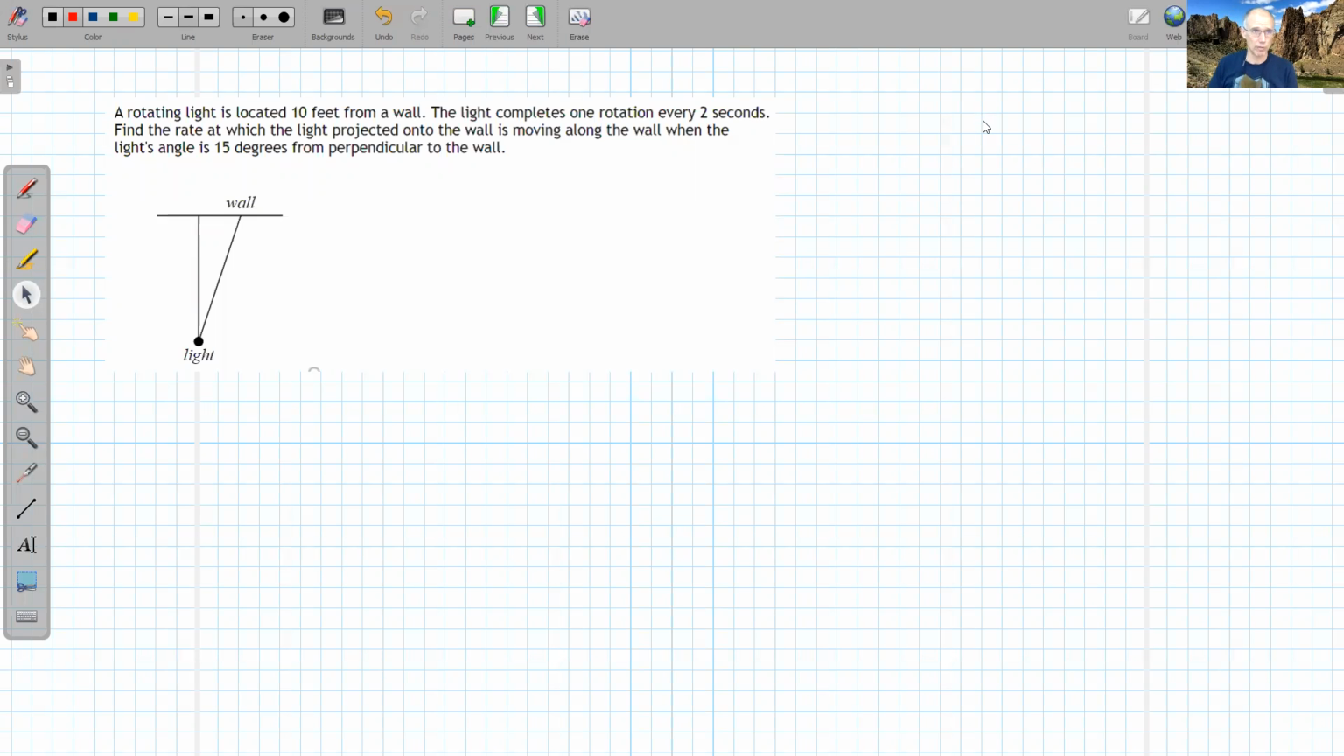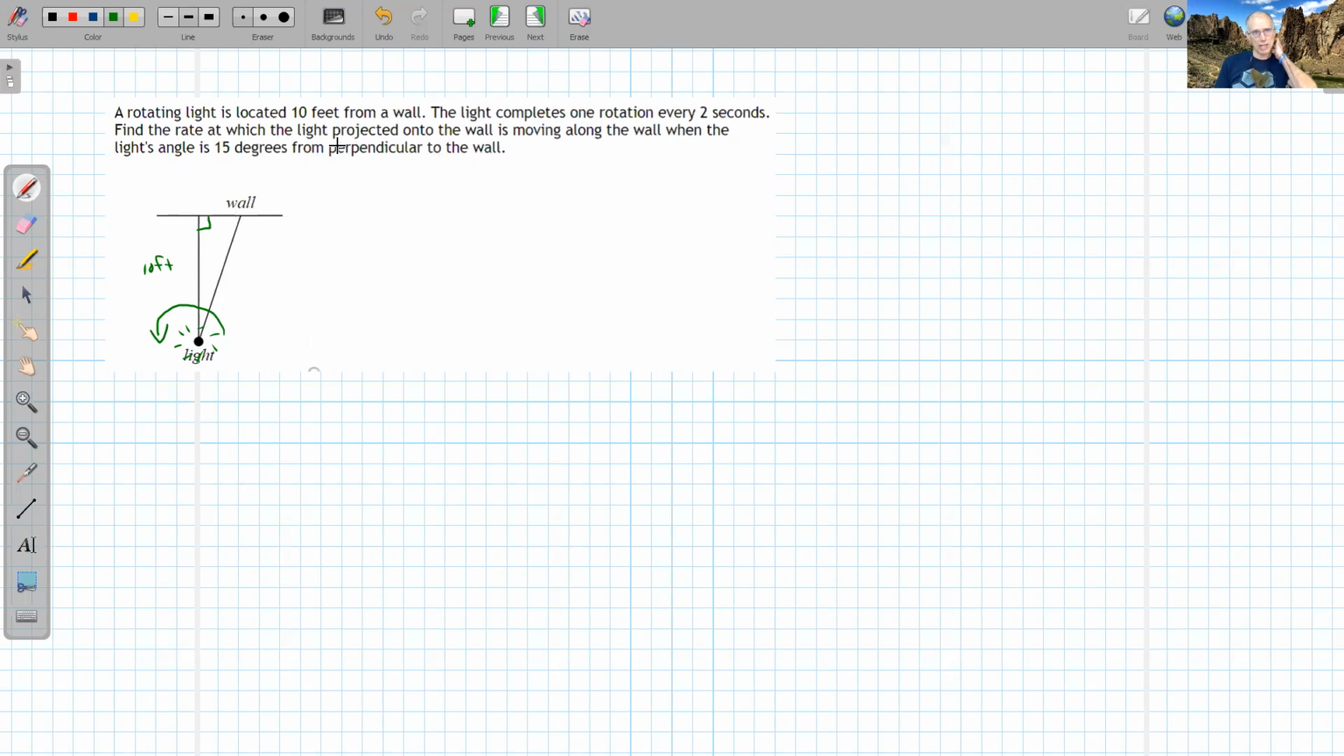This is a fun related rates problem. So we have this light that is 10 feet away from a wall. So that right there is a perpendicular measurement to the light. So here's my light shining. The light is also spinning, and it's spinning at a rate of 1 rotation every 2 seconds.